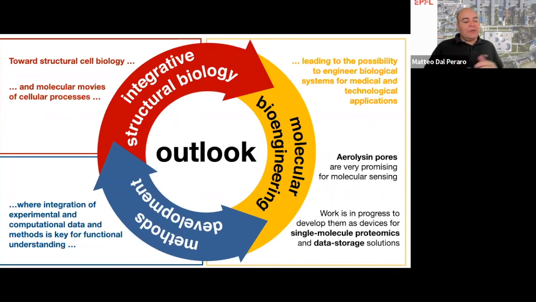So I hope that I convinced you that for structural biology, we are living very exciting times. And my dream is that before I close my lab, we can really look at the cellular level and do structural biology at the cellular level, looking at all the cellular processes. Of course, for this, the development of intelligent methods, based on the new advancements in simulation and machine learning, is going to be fundamental. And all this is not only good for fundamental science, but also for trying to engineer some of these systems for medical and technological applications, like in the case of aerolysin that I showed you.